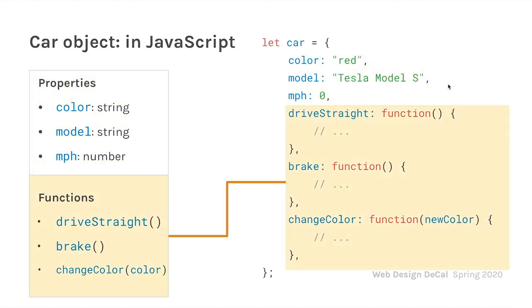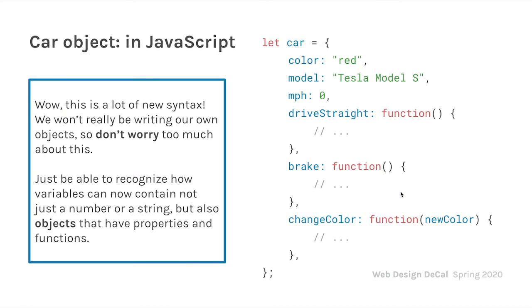And then we have our functions or methods. And here this syntax might look kind of funny to you. It looks different than the function definitions we talked about before. But here we have drive straight is the name of a function, and we're not really talking about what's going on in these functions. But I just want you guys to think about how an object has a collection of properties and functions that represent something that we're trying to model in the real world.